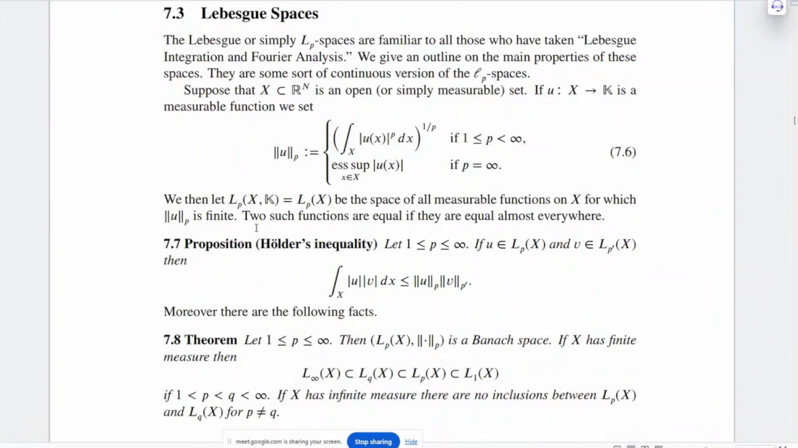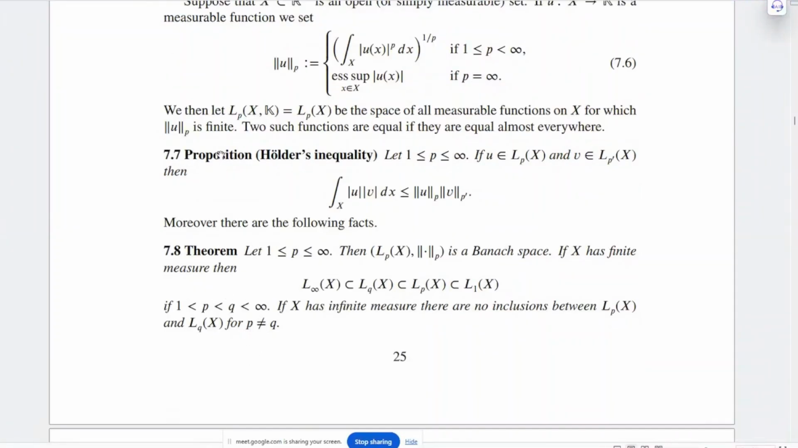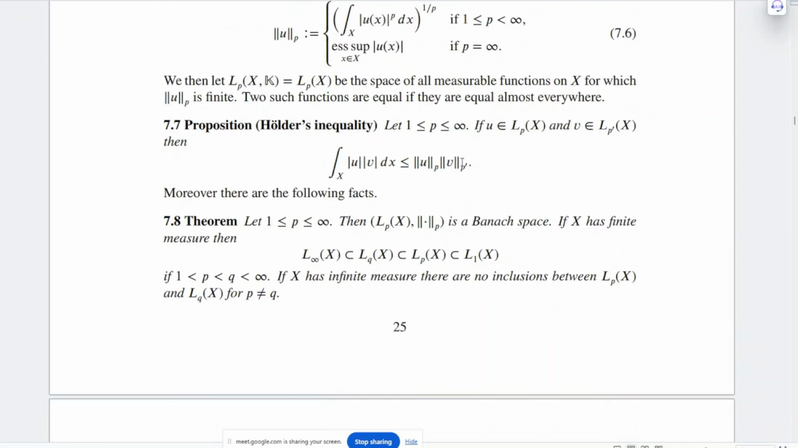So LP(X, K) is written as LP(X); we understand what the scalar field is. It's the set of all measurable functions for which the integral is finite. Now this norm, which we have already denoted by norm u in p, we will show is actually a norm. To show that it's a norm on LP, we need two inequalities, as usual, the same thing we did in small LP.